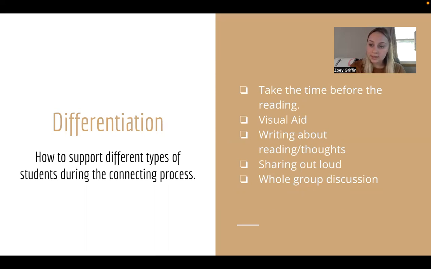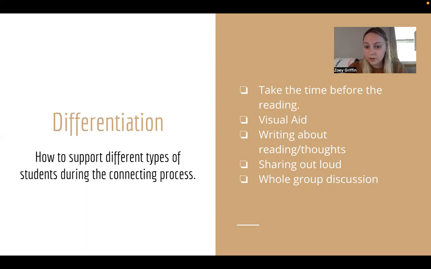Giving visual aid, it talked about having students be able to draw out their thoughts, draw out examples. Some students have a really creative mind, and this is a way to help them grasp that concept. Writing about reading: some students really have a hard time putting their thoughts into words. So writing their thoughts, having a journal, doing the sketch mapping, can be really helpful.